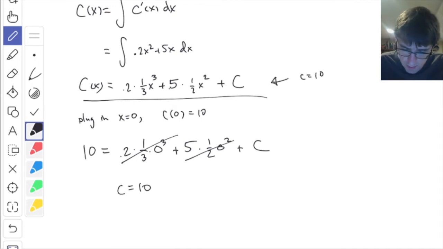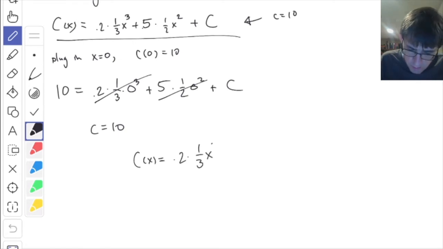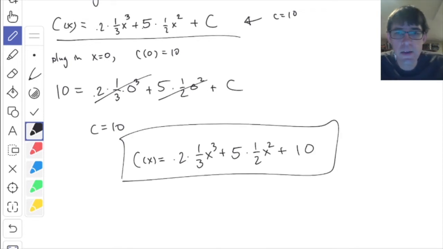So I can write the full formula for C of x without using any unknown constants. And it is C of x equals 0.2 times 1/3 x cubed. I'm just writing the same thing again, but using the fact that C equals 10 means I can put 10 on the end there, not an unknown variable C. All right, this is how we do it.